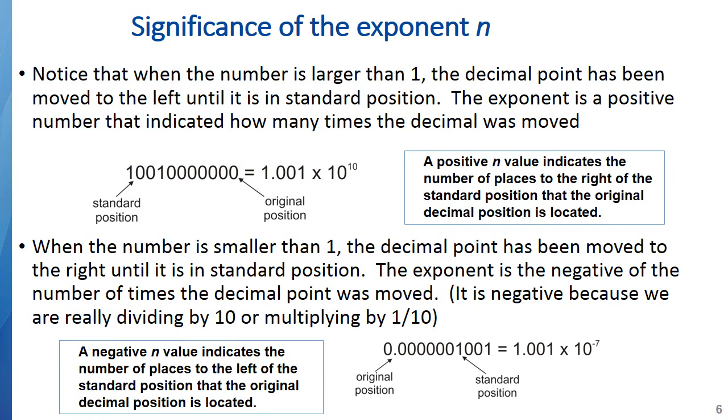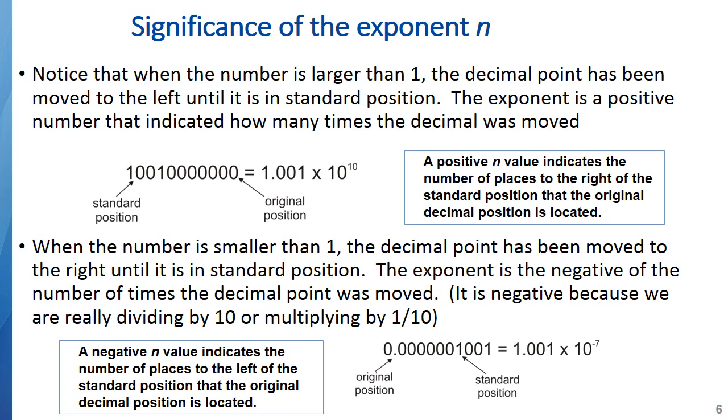So again, notice that when the number is larger than 1, the decimal point has been moved to the left until it's in standard position. So here you can see in this number, which is 10 billion, 10 million, the original position is after the 0, and if we move it over 10 places to the left, we get 1.001 times 10 to the 10. So a positive n means a very large number.